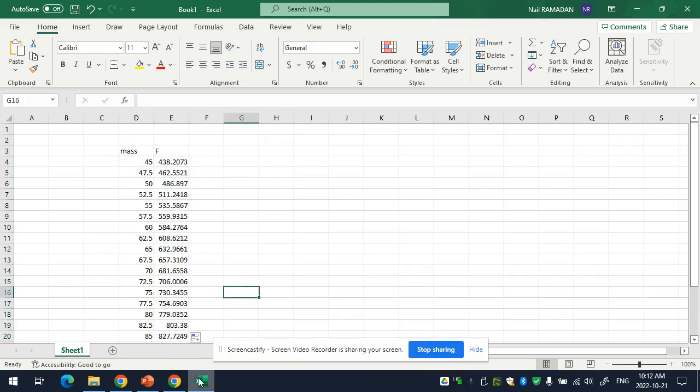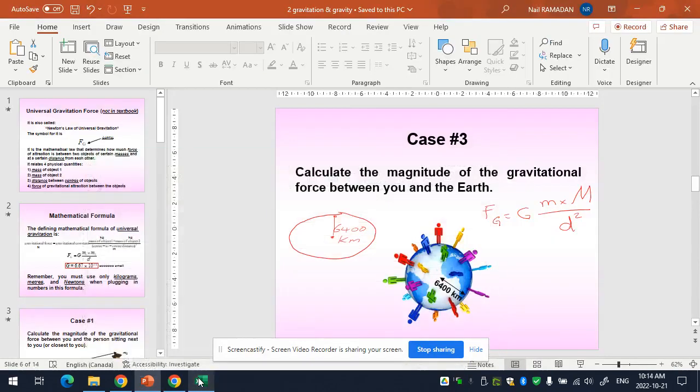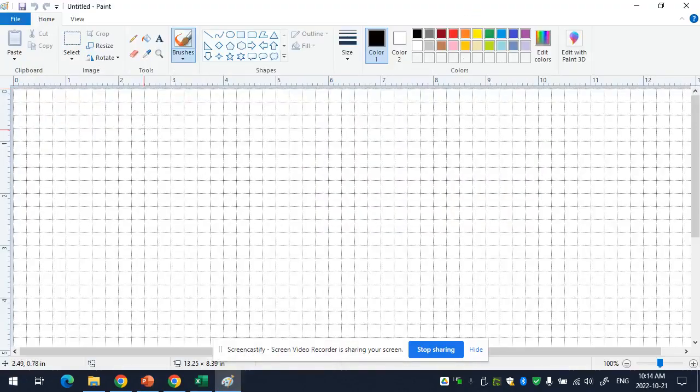All right. I got an Excel sheet with all the possible values you can get. So let me show you basically using my own math what I need you to do. FG, everyone look. FG equals 6.67 times 10 to the negative 11.